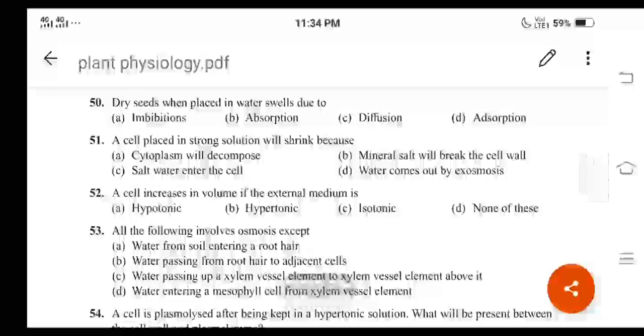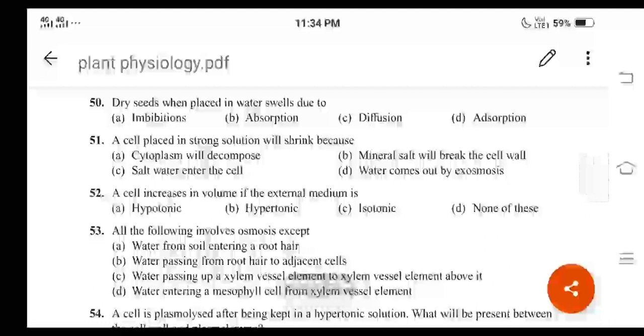Dry seeds when placed in water swell due to, okay, why will they swell here? Mainly due to the imbibition, right? And not absorption, not diffusion and adsorption, right? The main process involved is imbibition only, right? Okay, so option A is the correct answer, right?